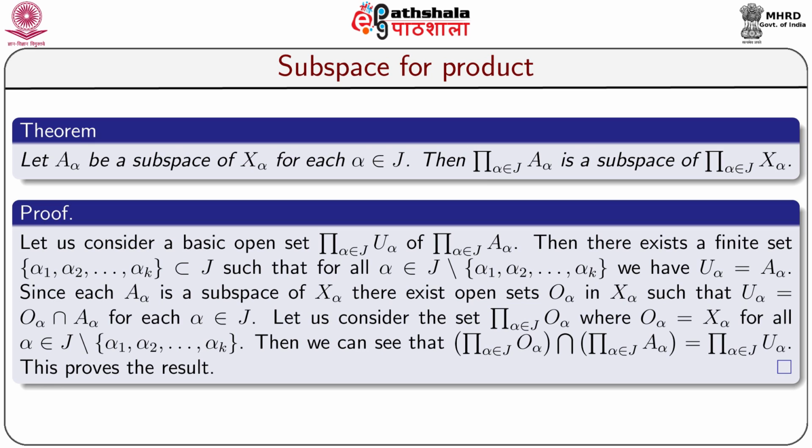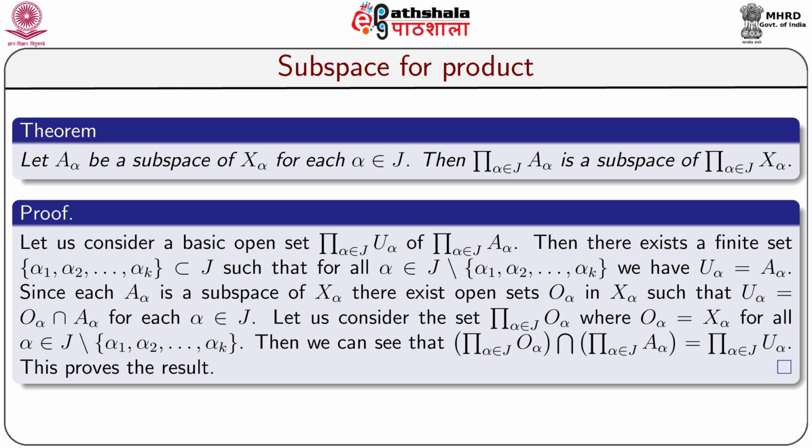Another thing is that the product of A alpha is a subset of the product of X alpha. So, we can induce a topology on the product of A alpha as a subspace from the product topology of the product of X alpha. So, the question is whether these topologies are equal or not. In the following theorem, we will show that these two topologies are the same.